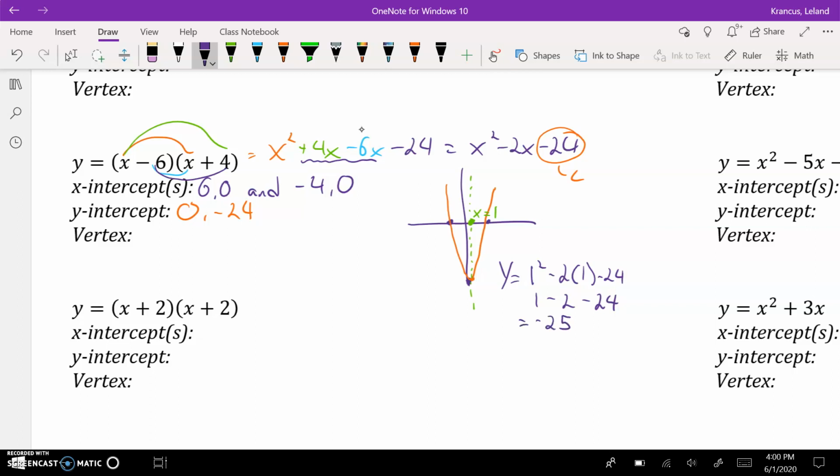And that makes sense. It's just to the right and below that y-intercept. If you imagine it was centered on the y-axis, but then you shift it over and down to the right just a little bit, it's going to be just below negative 24, just to the right of the y-axis. So we have a vertex at 1, negative 25.